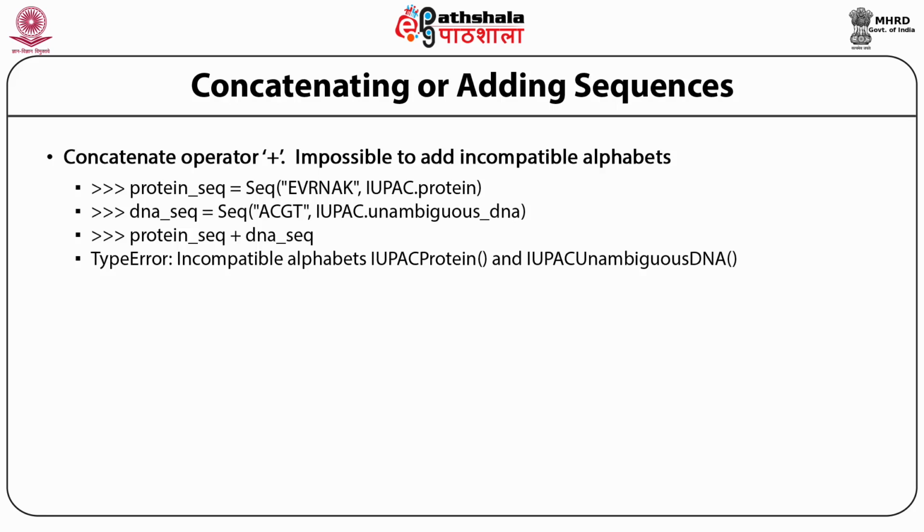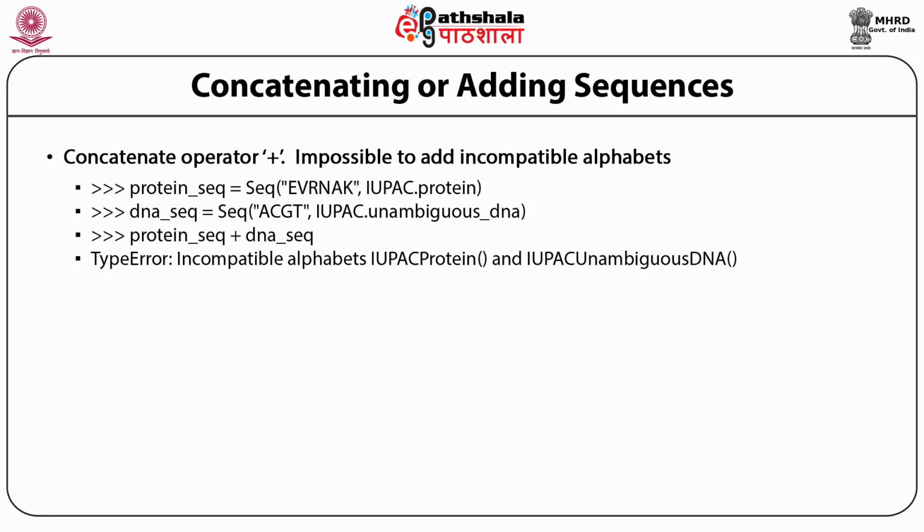which is an IUPAC protein, and then another sequence object called DNA_seq, which is an unambiguous IUPAC DNA. If I try to add both of them, I say protein_seq plus DNA_seq, it will throw a type error, because here you are adding a protein sequence with a DNA sequence. That is not possible, and that is not necessary also.